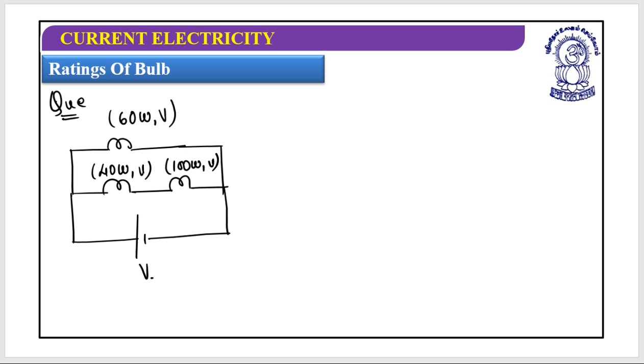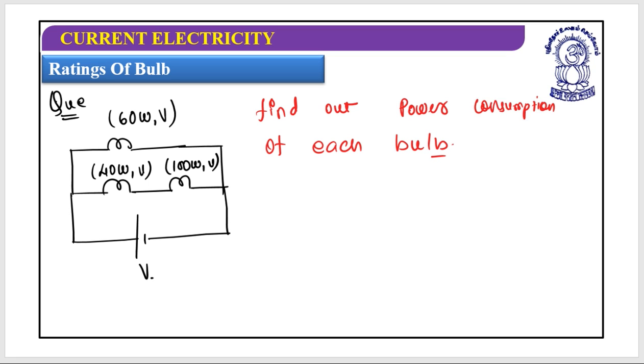So let's suppose what I need to find out is which bulb will have the higher power consumption. So how could I find it out? How could I find out which bulb is consuming the higher amount of power? Find out the power consumption of each bulb. So how could I calculate it?